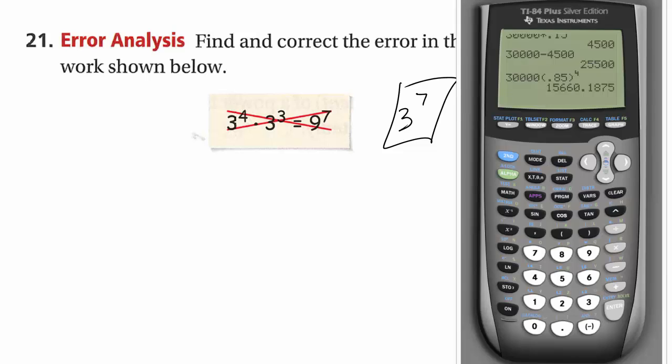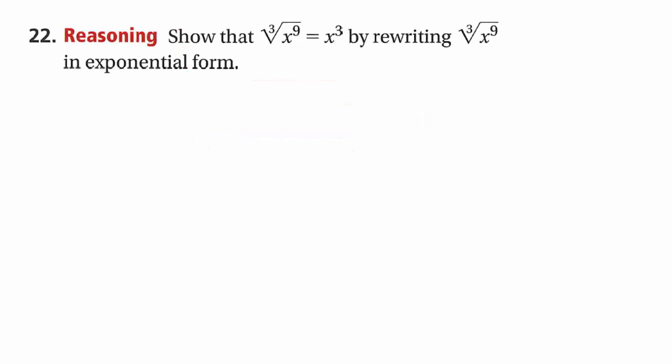You can confirm it in your calculator. If I do 3 to the 4th times 3 to the 3rd, I get this 4-digit number. If I do 3 to the 7th, I get that same 4-digit number. If I try to do 9 to the 7th, I get a much different, bigger number. So it does not work. You should add the exponents. They did that right, but you're not supposed to multiply the bases when they're the same base. That is wrong.